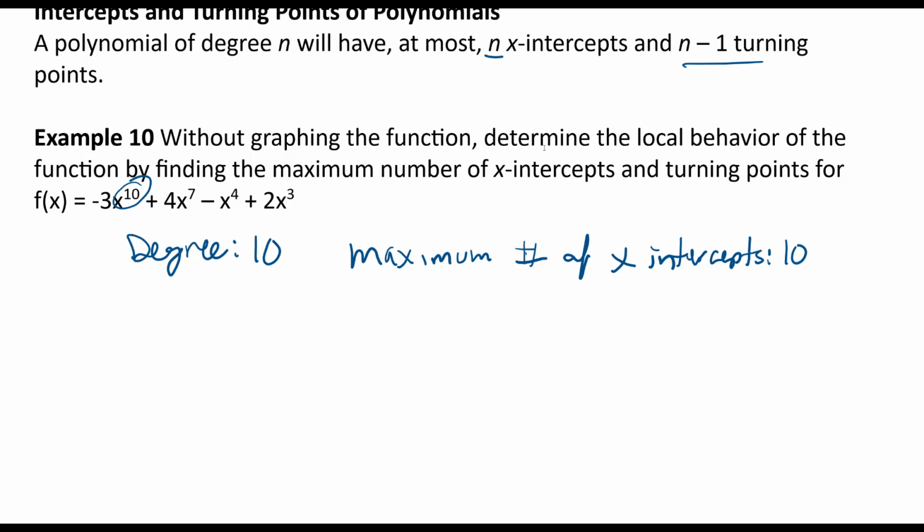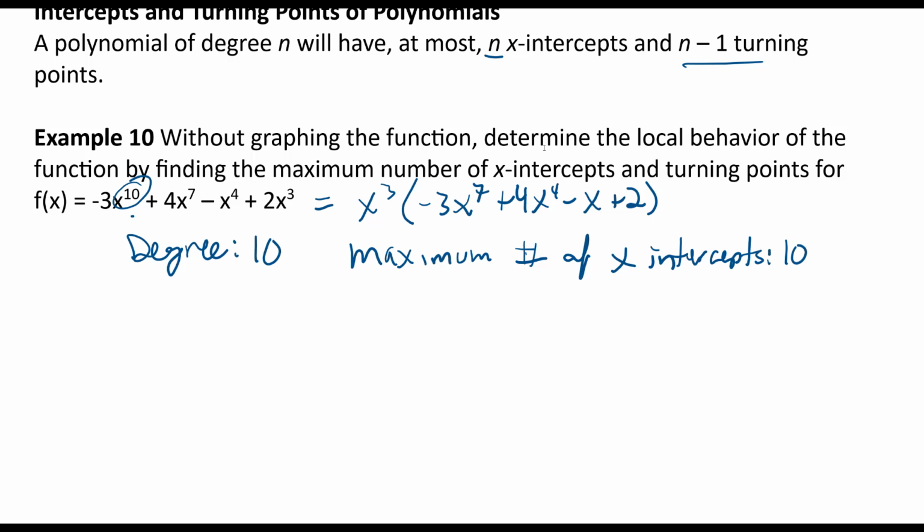I can tell by looking at it, because immediately you could factor out that x cubed, and you'd have a negative 3x to the 7th plus 4x to the 4th minus x plus 2. I don't think that's what they want us to do, though. Looking at that, obviously x equals 0 is an x-intercept of multiplicity 3. So you could say this has at most 8 if you wanted to be technical there. But I think they just want us to look at this degree 10.